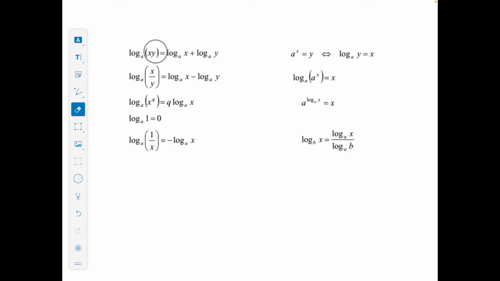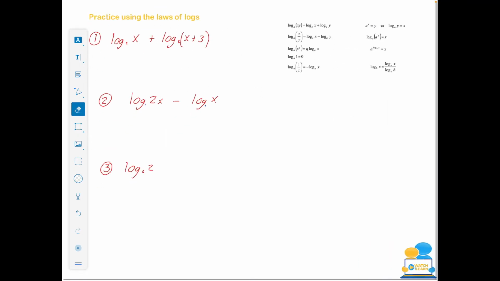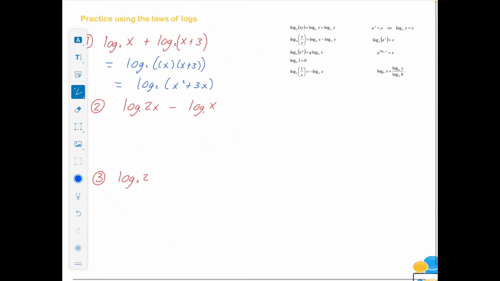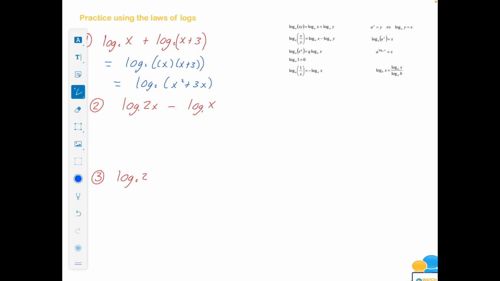The x and the y, when the logs are being added together, you can change it to being multiplied together and just write the log once. So this will change to log to base 2 of x multiplied by x plus 3. So we just multiply out those brackets. That'll be log to base 2 of x squared plus 3x.